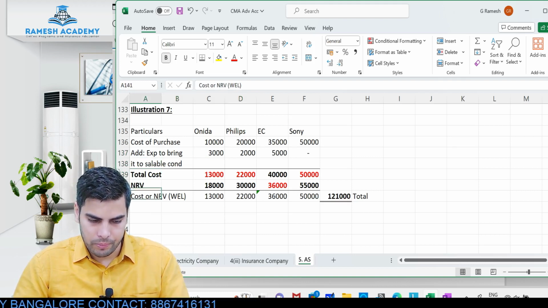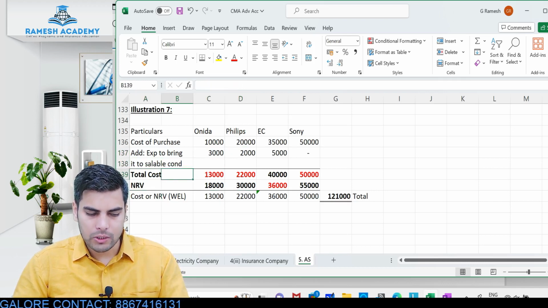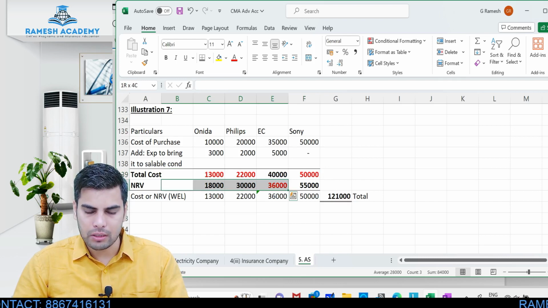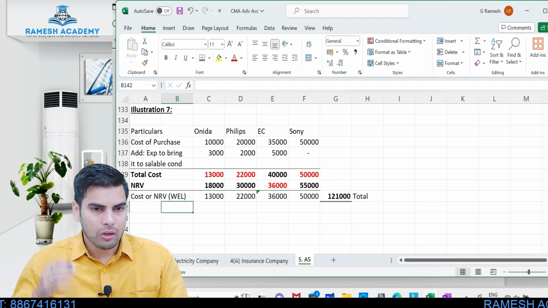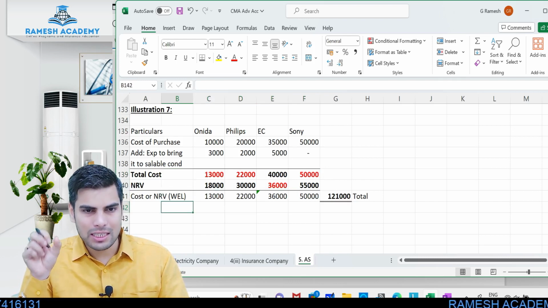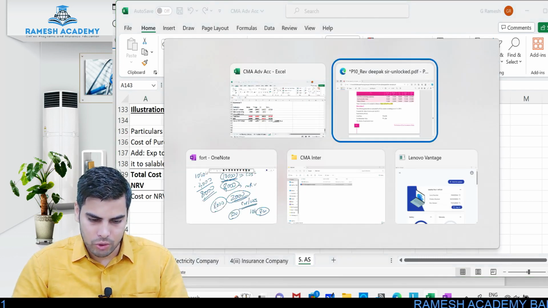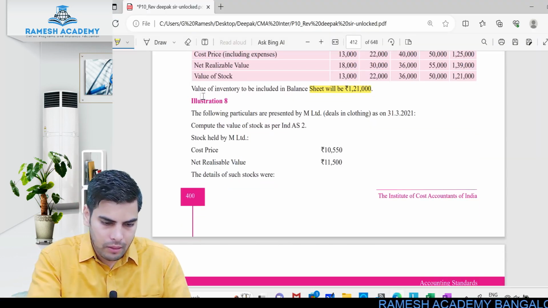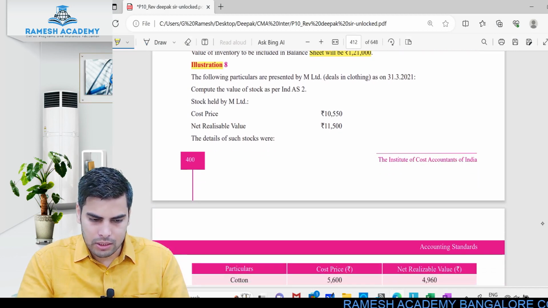Okay, so hope you all understood this. This is the total cost. Compare it with the net realizable value, whichever has been given in the question. You will get to know the cost and net realizable value, whichever is least, that would be the value at which I'll be showing the same. Clear? Alright, so let's look into this illustration number 8.